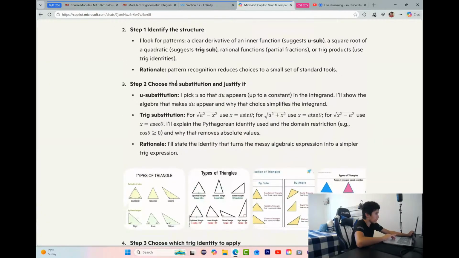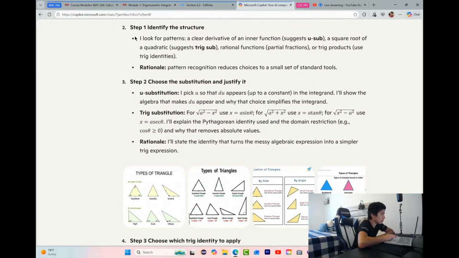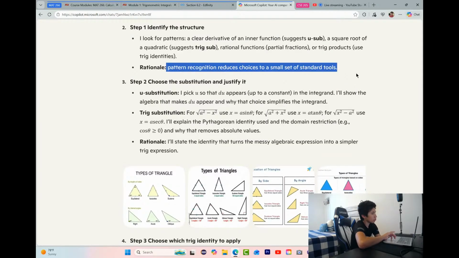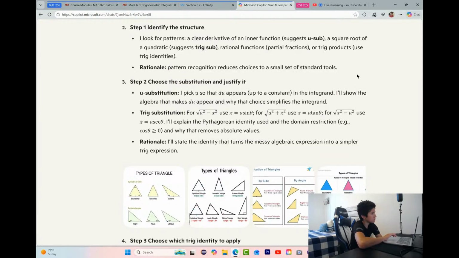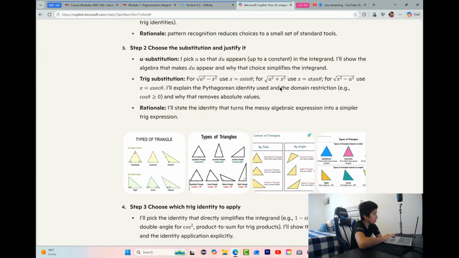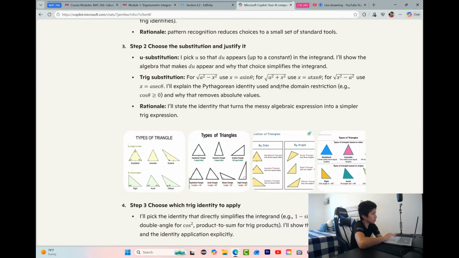Step 1, identify structure. I look for patterns. A clear derivative of an inner function suggests u sub. A square root or a quadratic suggests trig sub. Gotcha. Rational functions suggest partial fractions, and trig products use trig identities. Pattern recognition reduces choices to a small set of standard tools. I agree.